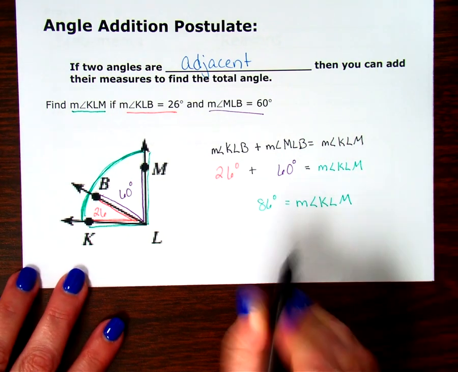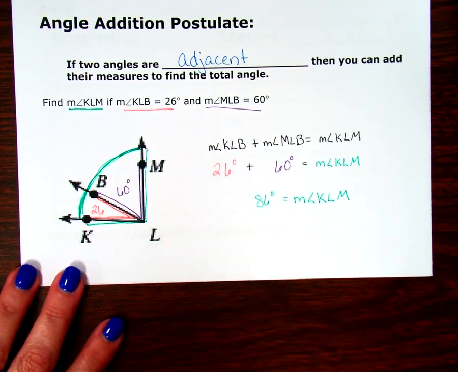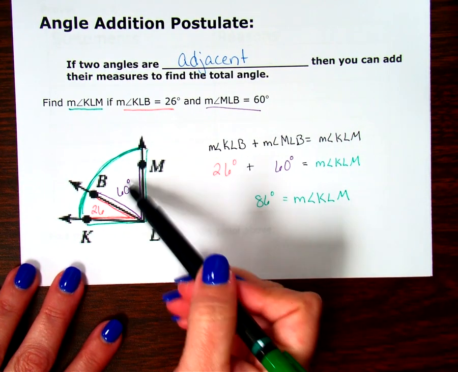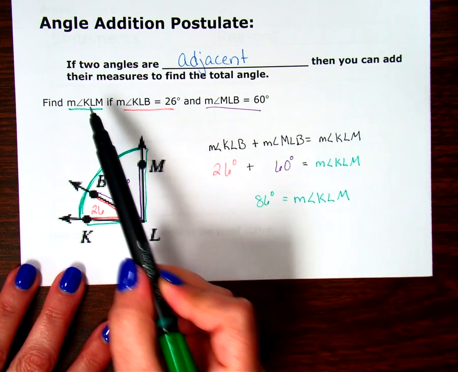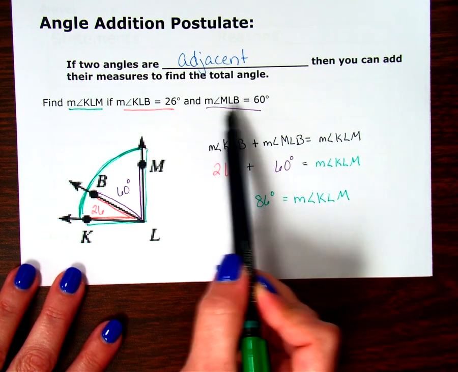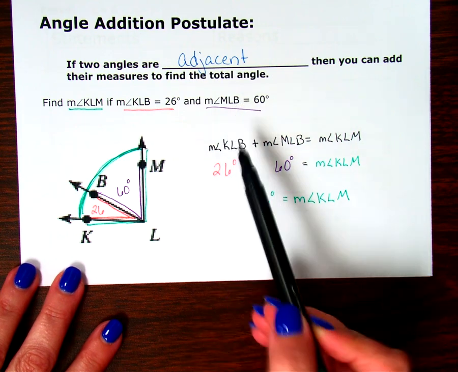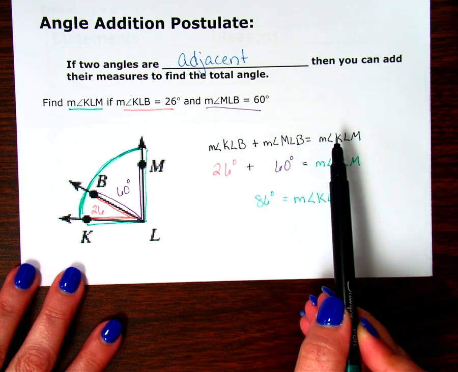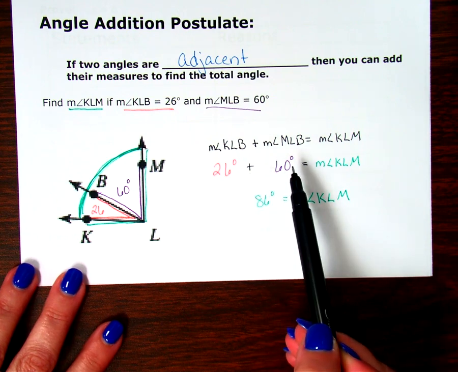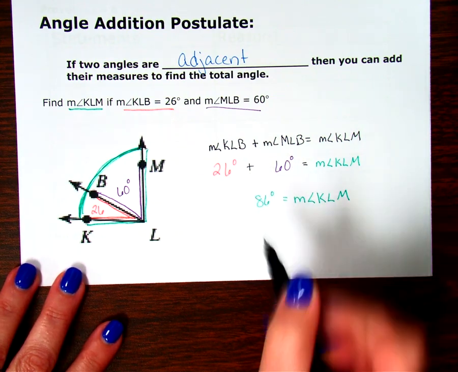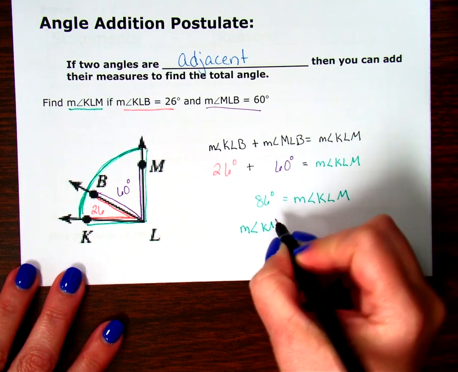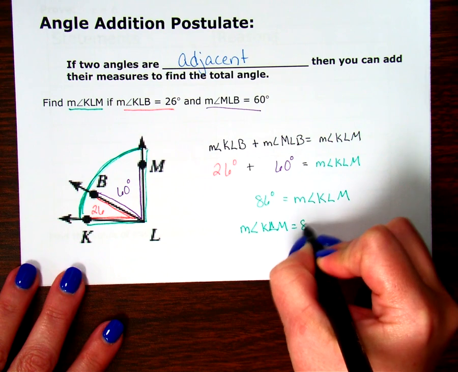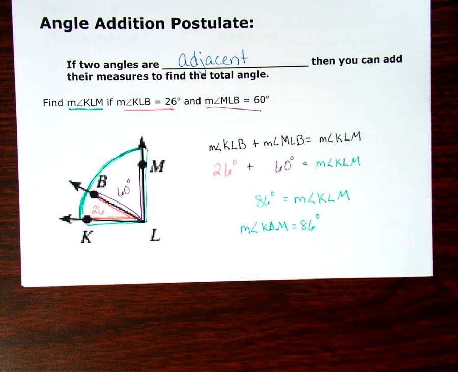Okay, so if this was a proof, I'd first have to say I have adjacent angles, so that I could use the angle addition postulate. Then I would have my givens, 26 degrees and 60 degrees. And then I could use my angle addition postulate, substitute in, combine like terms, and then if this was a proof, I would probably want to switch this around. The measure of angle KLM is equal to 86 degrees using my symmetric property of equality.